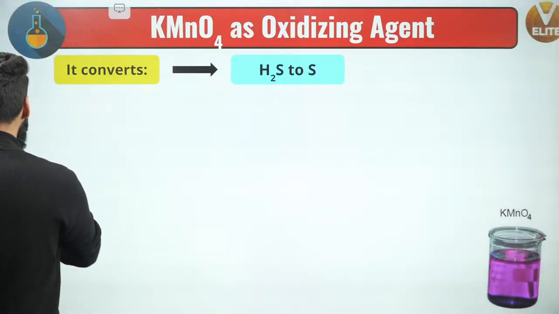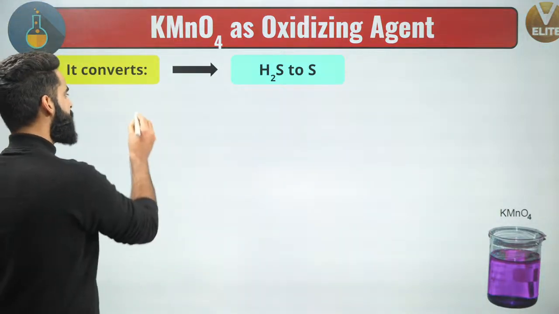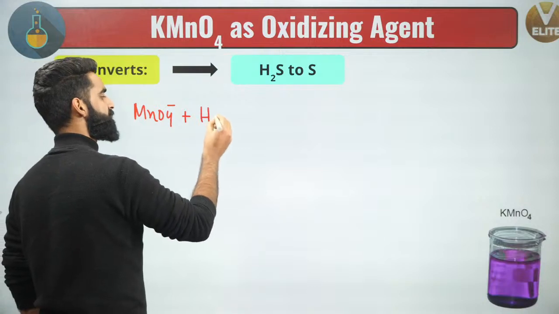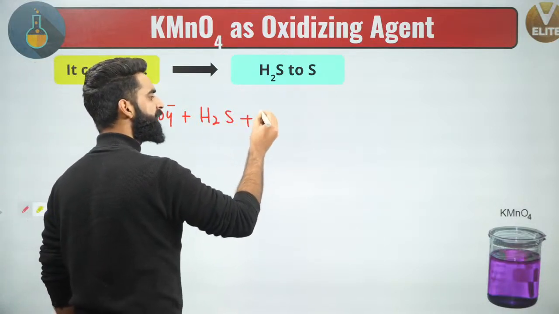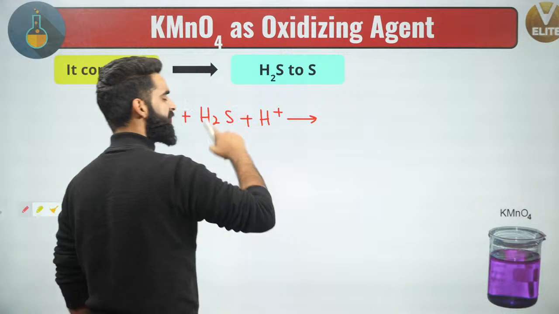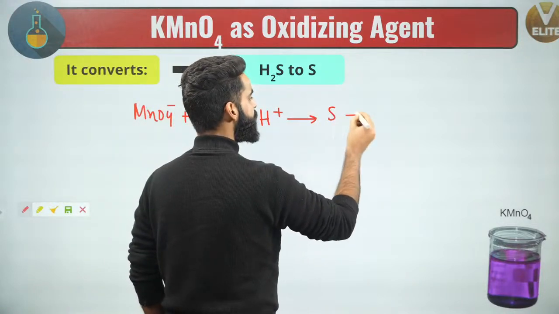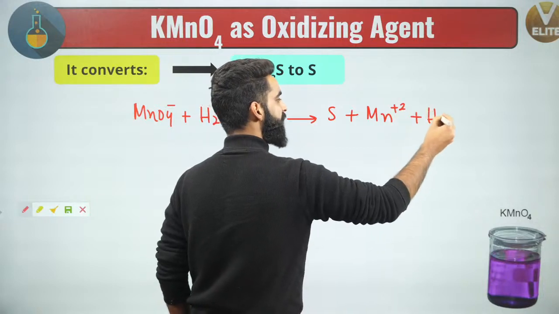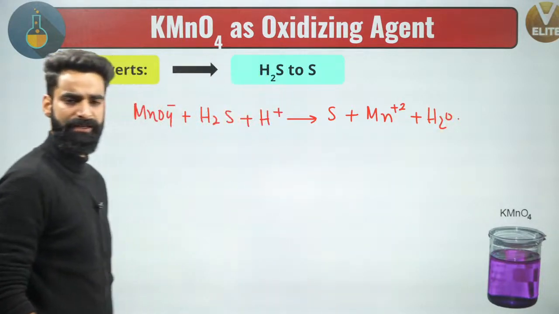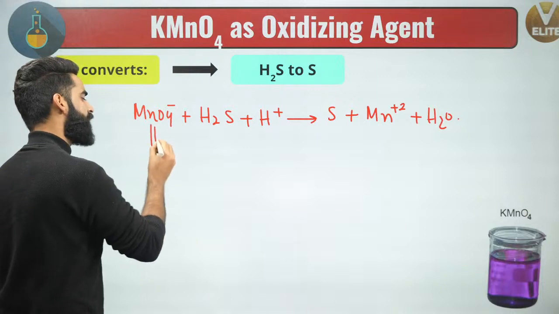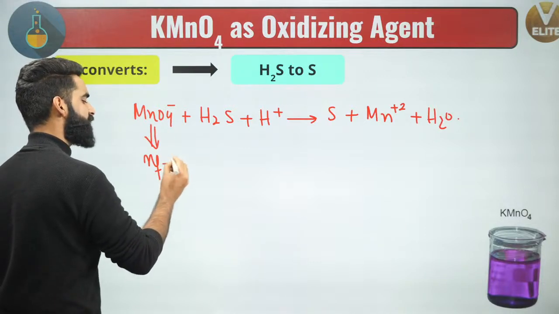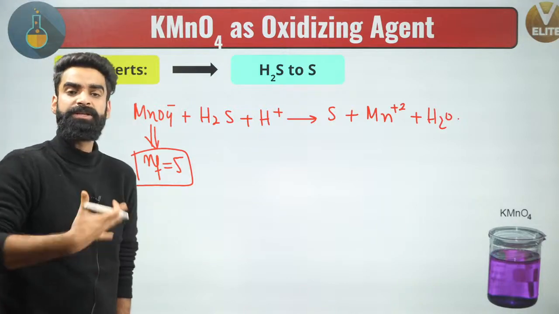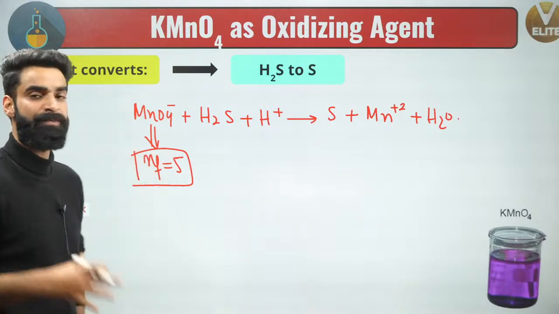Remember guys, the same KMnO4, the same MnO4 negative, it converts H2S. It converts H2S in which medium? In acidic medium. It converts H2S to what? It converts it to sulfur, and itself gets converted to Mn di positive, and with this Mn di positive I'll be writing some water as well. So first thing, the n factor of this MnO4 negative over here in this reaction is 5. We know the n factor of KMnO4 in the acidic medium, that is 5.